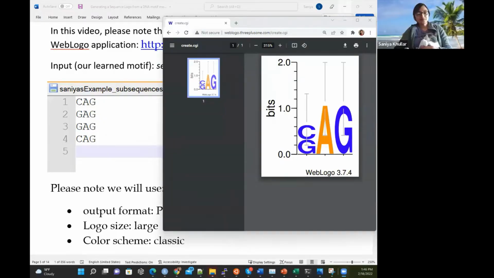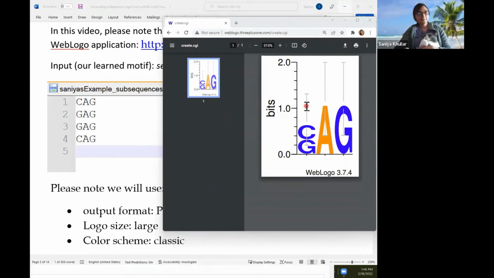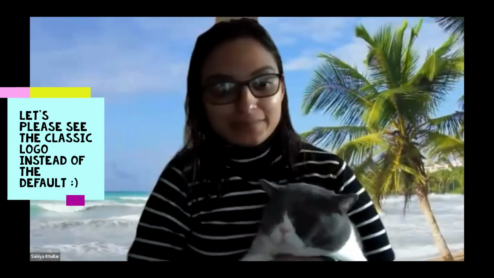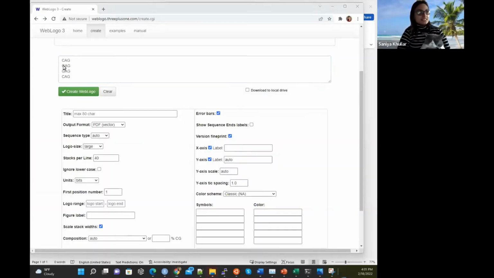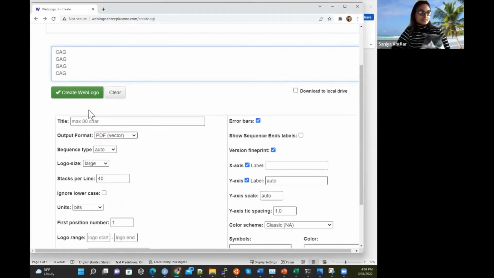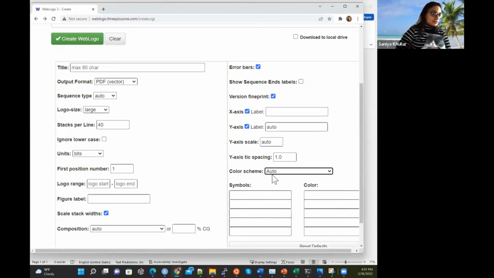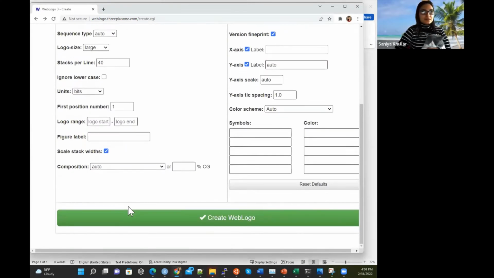I hope that you saw how we generated the sequence logo here. From our set of input sequences, we just put those in here. In the example that we were looking at for the expectation maximization, when we put it into the WebLogo, we were looking at the default, not the classic mode. So when we've input CAG, GAG, GAG, and CAG, what we wanted, according to our idea, is to have it as a PDF, with a large logo size. And for the color scheme, the default was auto, but auto, as we saw, looks like this.